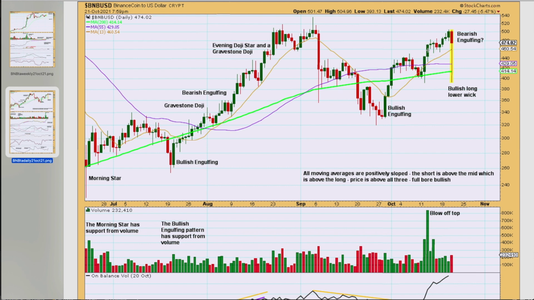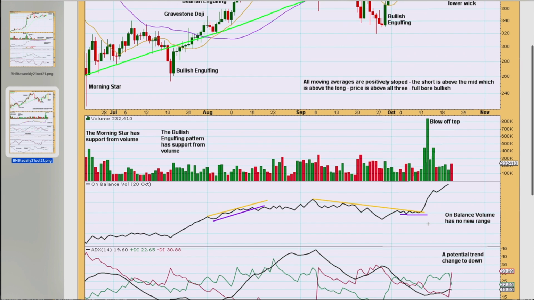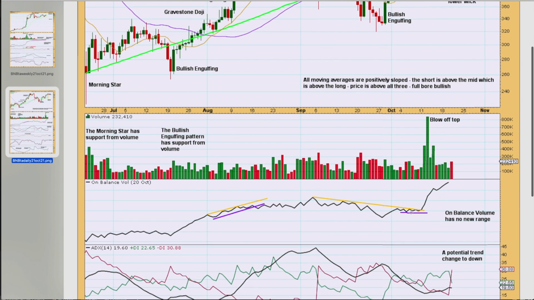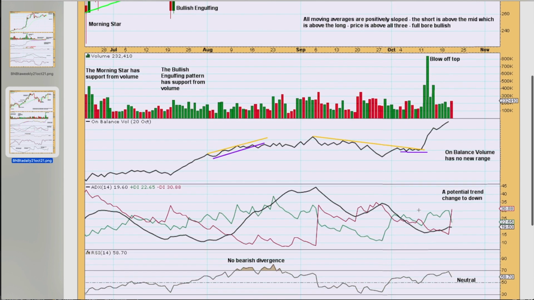This is overall bullish and does suggest an upward breakout from this consolidation may be more likely than downward. There seems to be more pressure from buying, more buying pressure than there is selling pressure at this time. On balance volume has no new range. The last signal it gave was bullish.